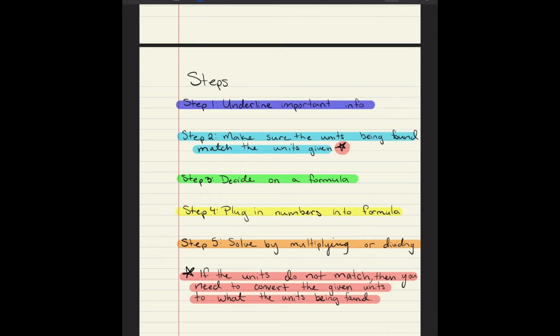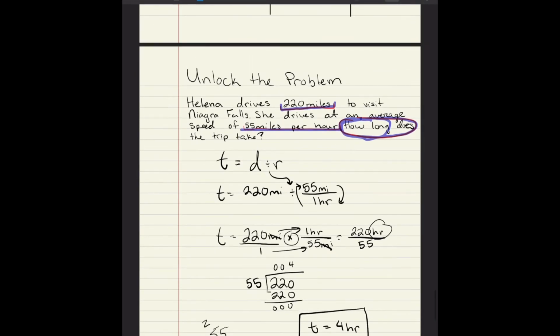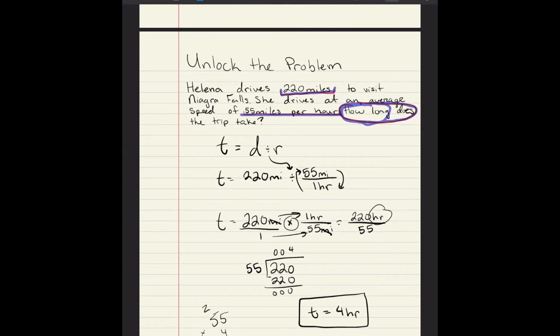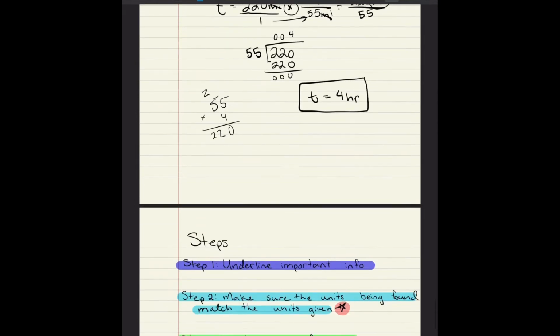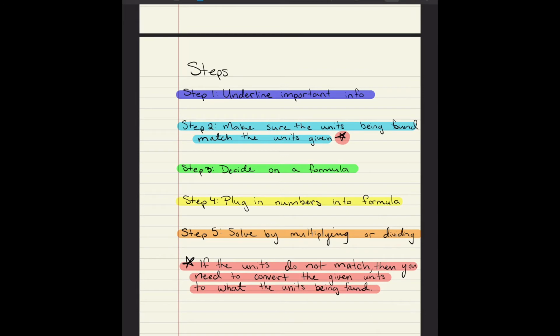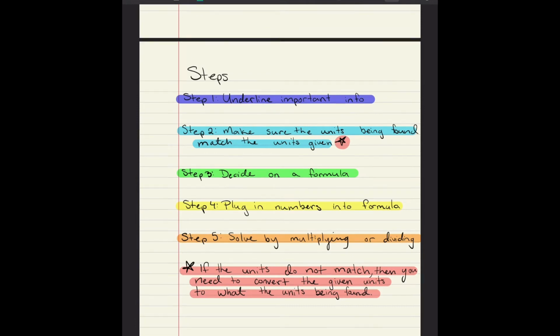Step 2 is make sure that the units being found match the units given. So the units being found is how long, so it's going to be time. But the units given are in miles. So we had to change it, so we had just the time. And you can see that's why I have this star here. It's because if the units do not match, then you need to convert the given units to what the units being found are. Step 3 is to decide on a formula.